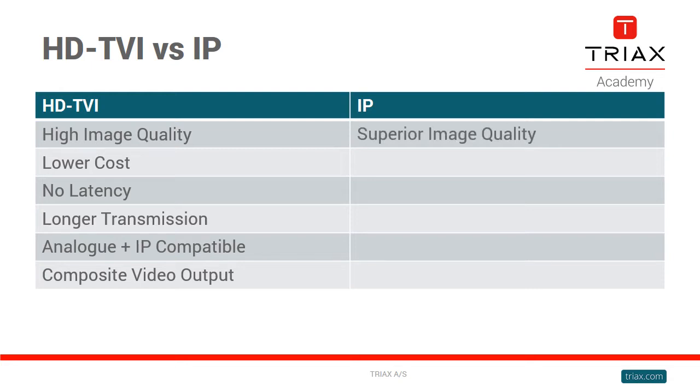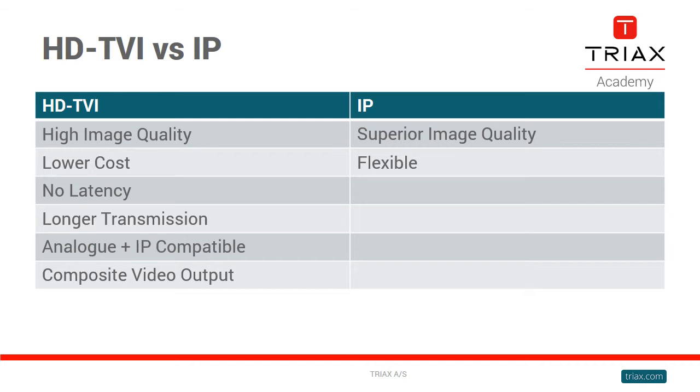In IP, higher megapixel HD cameras deliver superior image quality. The clearer the image, the easier it is to identify faces, objects and other details filmed by the camera. Just a single network cable is required when installing the IP solution. The Triax IP cameras are powered by the IP recorder, over the CAT cable with PoE, power over Ethernet.